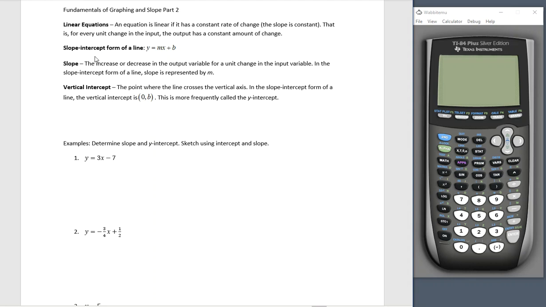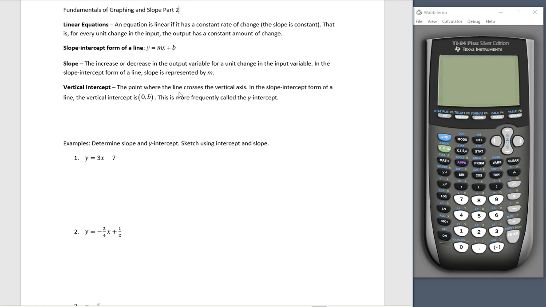Mathematicians are very descriptive in how we name things, because it needs to tell us exactly what it is. Slope-intercept form. There's enough going on in our brains at one time that this keeps the train on the right tracks. A definition of slope: slope is the increase or decrease in the output variable for a unit change in the input variable. In the slope-intercept form of a line, slope is represented by m. Remember, that was also y2 minus y1 divided by x2 minus x1.